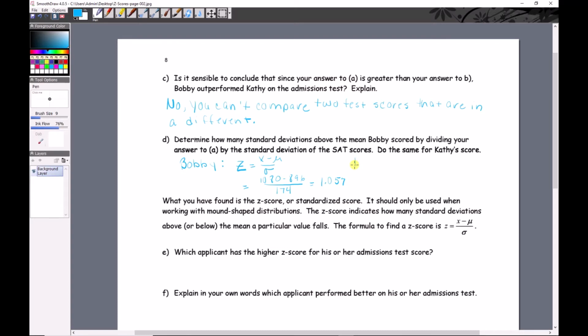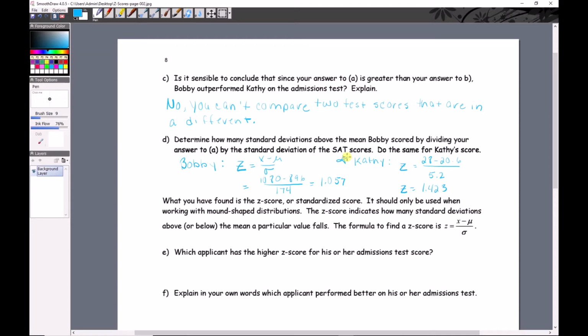And let's look at Kathy. Her score was 28. I'm not going to rewrite the formula here; you can see it with Bobby. That'll be 28 minus 20.6, all over 5.2, and so her z-score will end up being 1.423.